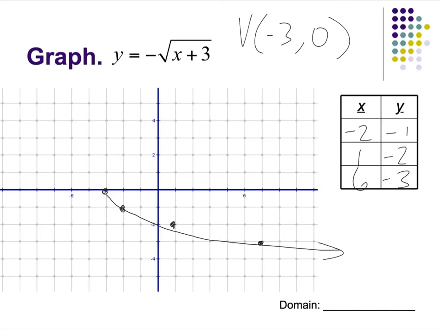Oop, missed one of them. All right, there we go. Sorry about missing that dot. Feel terribly, terribly sorry. All righty.